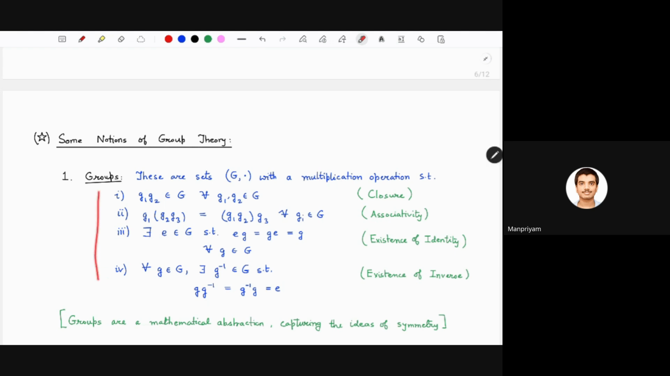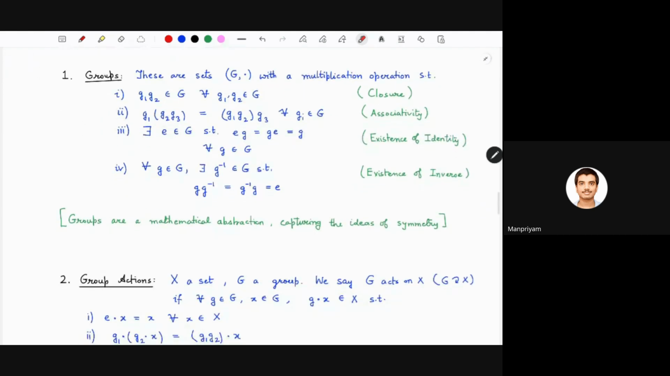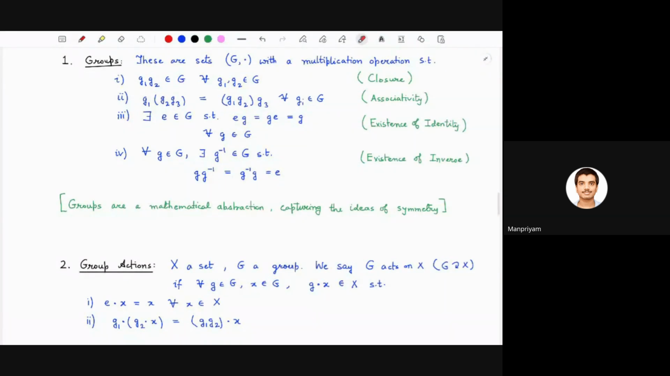You can just check these 4 properties. Okay, and groups can be made to act on sets, as we had seen before. If you look at our groups, they were acting on the set of figures, right? And the group action should have a couple of properties.